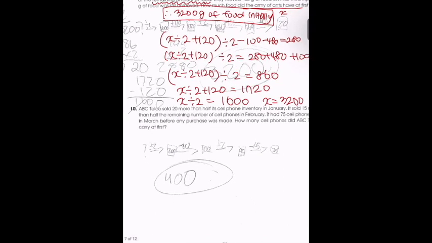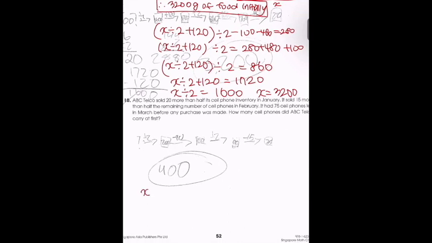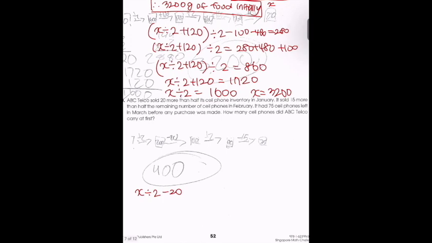So the number of cell phones they carried out first is going to be x. Then they sold 20 more than half of its cell phones, so it's going to be x divided by 2 minus 20, since they sold 20 more. Then we're going to place parentheses because now they talk about the remaining number of cell phones. And so they sell 15 more than half the remaining. So parentheses and then divide that by 2 and subtract 15. And then that resulted in 75 cell phones being left.